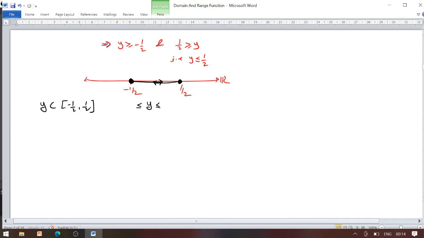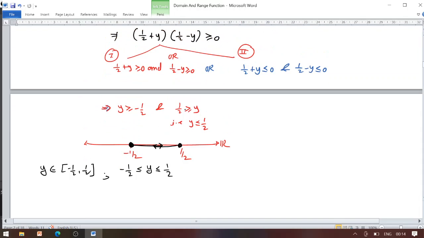That means y belongs to the closed interval [-1/2, 1/2], or you might consider y ≥ -1/2 and simultaneously y ≤ 1/2, as per the first case. Now look at the second case carefully.